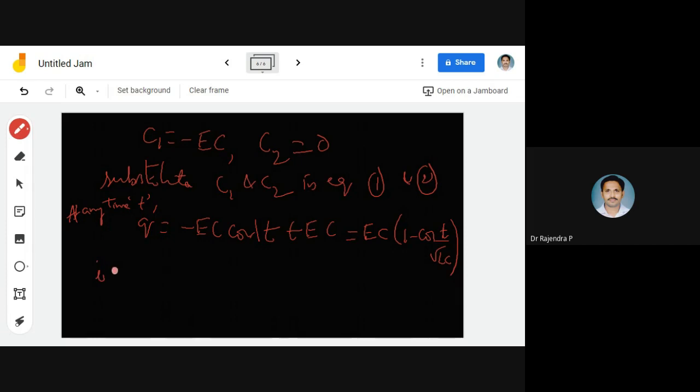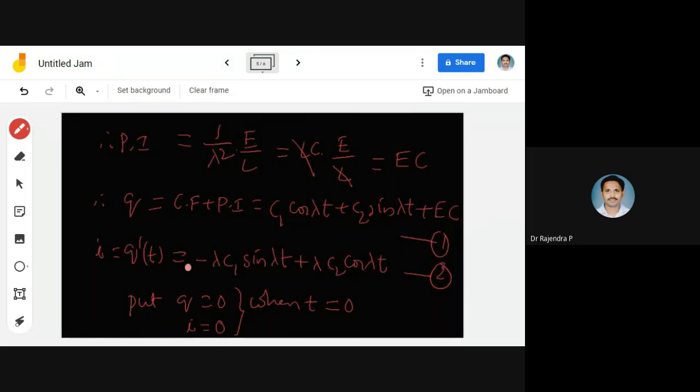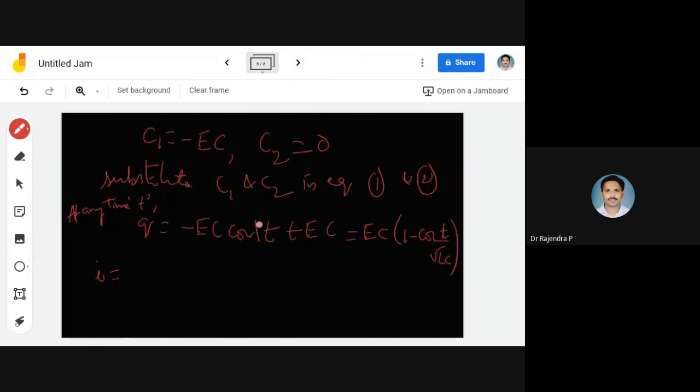We need I also. I is nothing but Q dash of T. So there we will substitute back C1 and C2. This is our equation. What am I going to get? The C1 value is how much? The C2 value is 0, so this term is going to be 0. Minus lambda, minus lambda means 1 by root LC, into, what is our function?